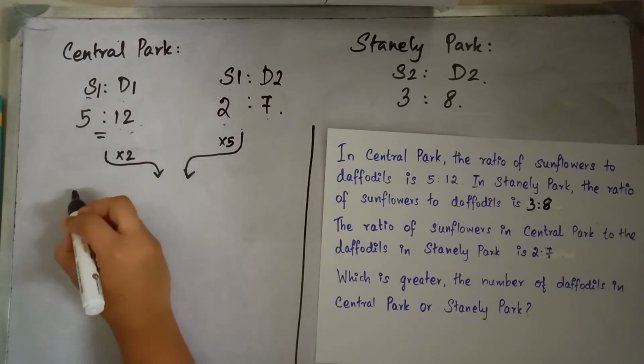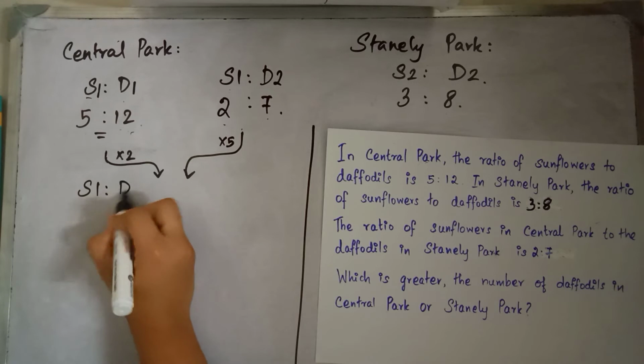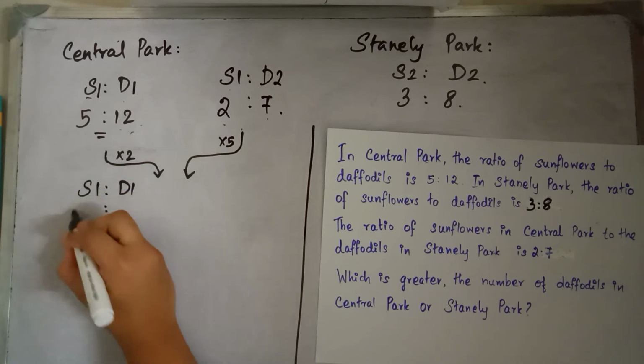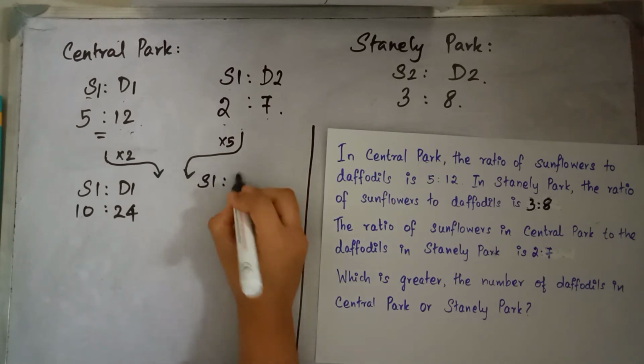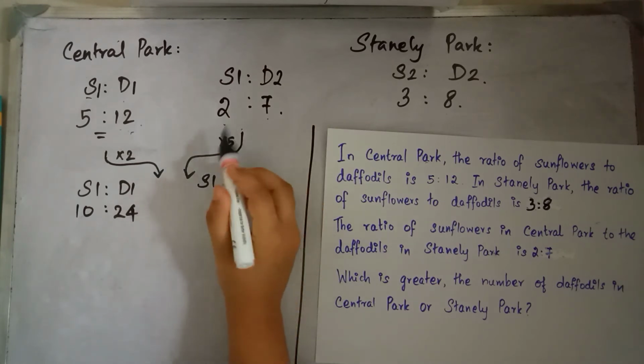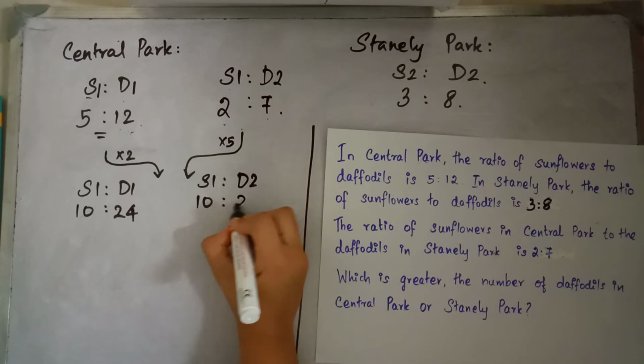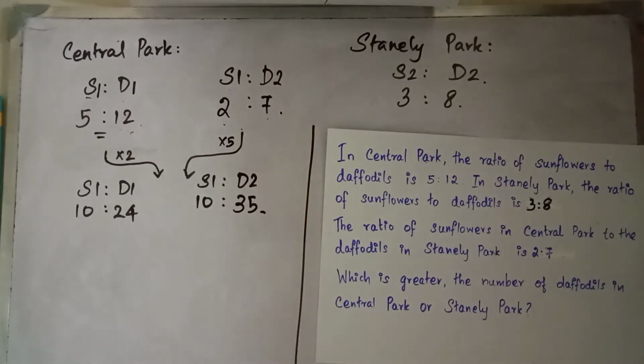So we'll get S1 is to D1, 10 is to 24. Here we'll have 10 is to 35. Now this is how you equate two different ratios with a common factor. I've done more problems on this in previous videos. So if you're not familiar with this concept, check those videos out and come here.